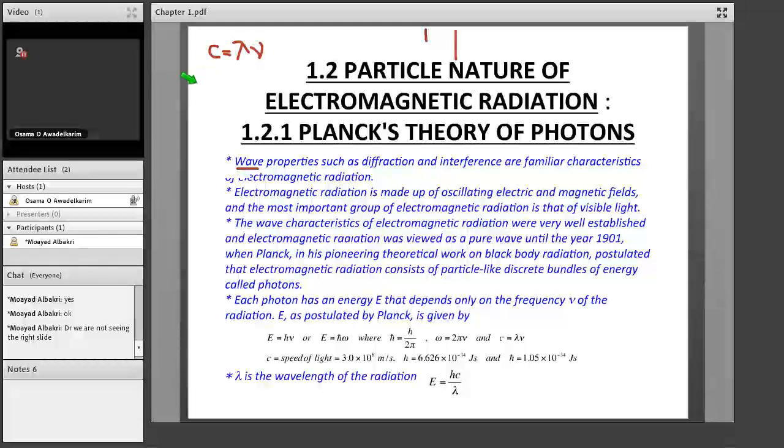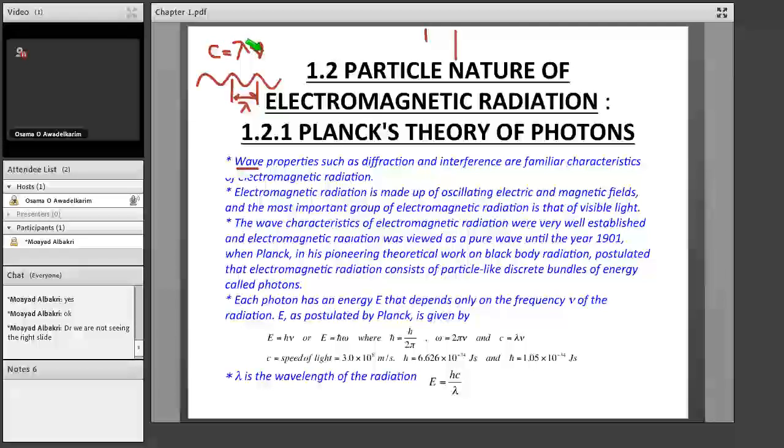So the electromagnetic radiation is a wave like this, and lambda is the distance between two maxima. This is lambda, which is called the wavelength, and the frequency is the time taken to make a full oscillation. All these are related by c equals lambda times nu for a wave.